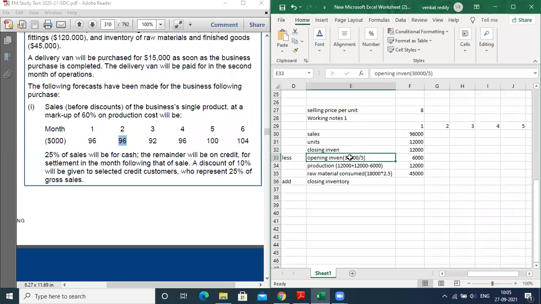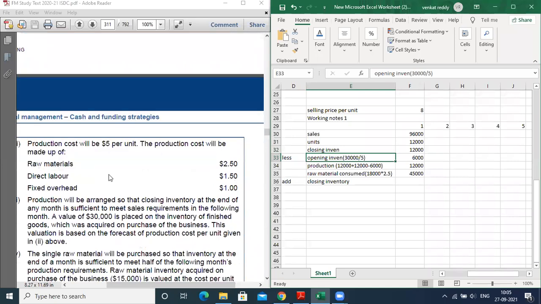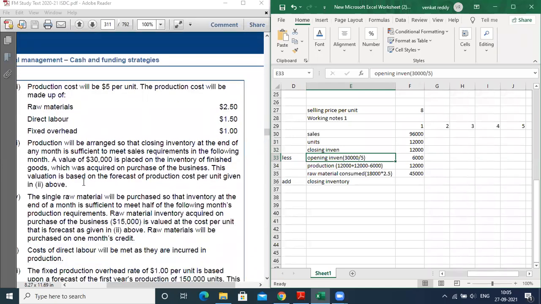Then opening inventory. Now generally opening inventory information is given. So here you can see the value of $30,000 is placed on the inventory of finished goods, which was acquired on the purchase of the business. So this is valued on the basis of production cost per unit. So the production cost per unit is 5 per unit, and the opening inventory value they gave it as 30,000. So 30,000 divided by 5, we got 6,000 as opening inventory.